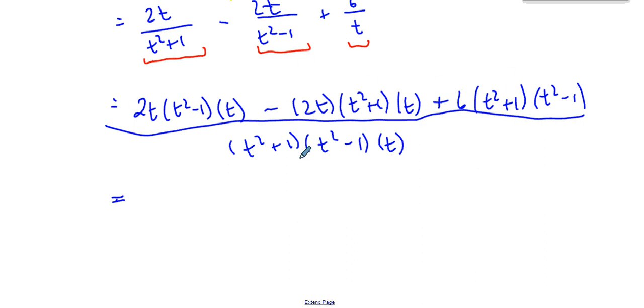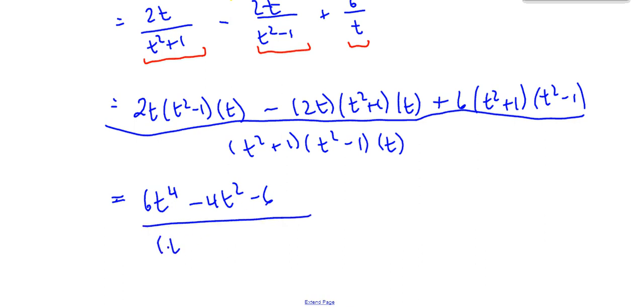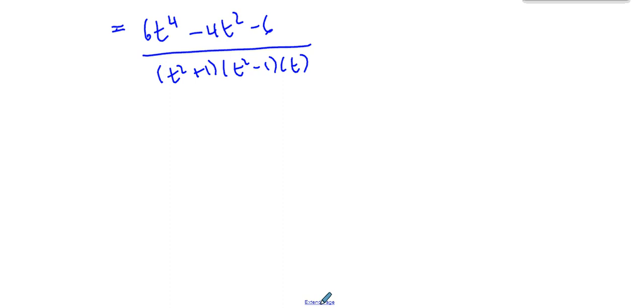I don't think you need me to show you all the steps, but you end up with this: 6t to the 4 minus 4t squared minus 6 over, and the denominator didn't change, but I'll write it because I need to. Otherwise I can't use that equal sign. Okay, so that's what I get.